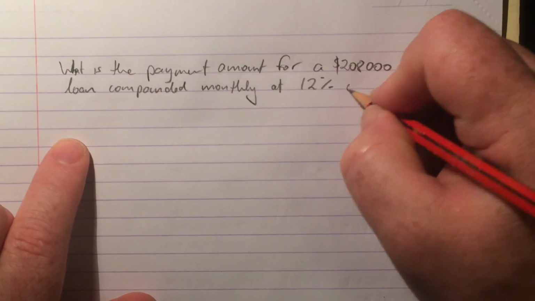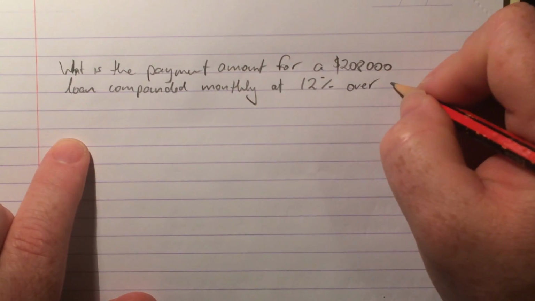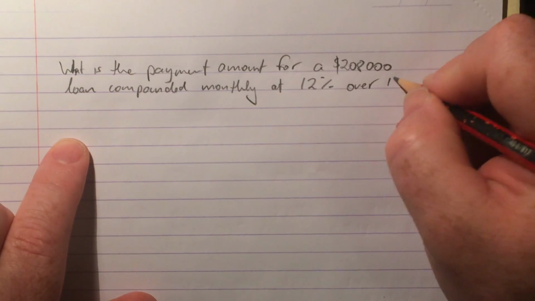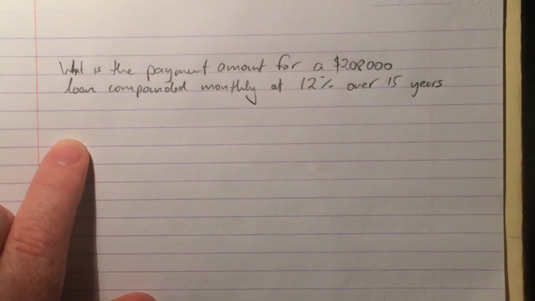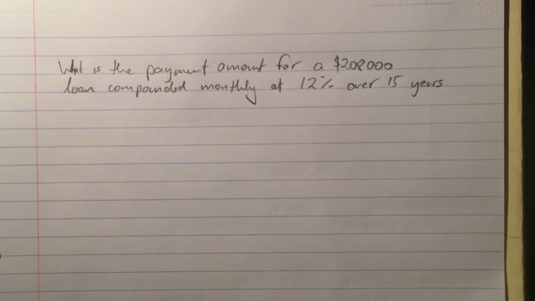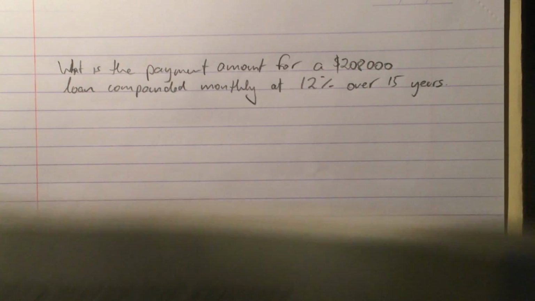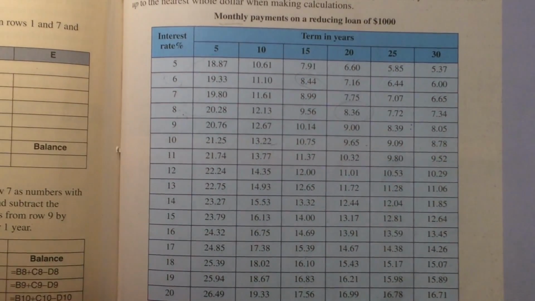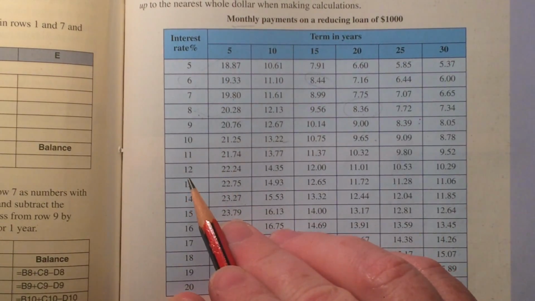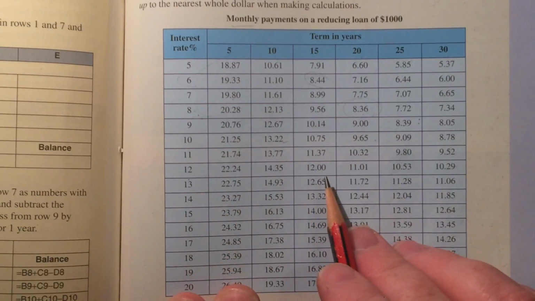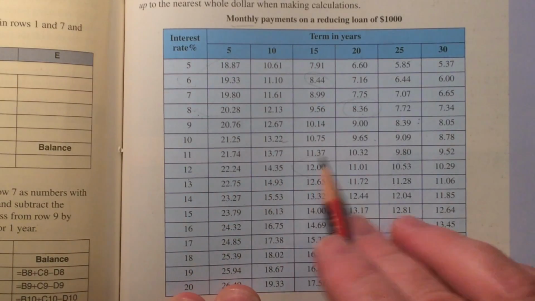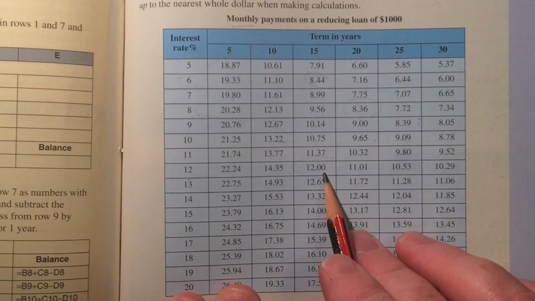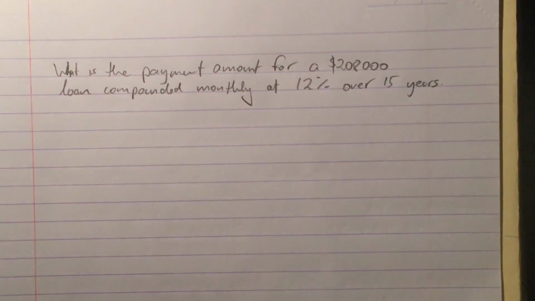We do need to say that the term of this loan is 15 years. So following our steps, we're going to look at our table in our textbook. We know that the interest rate is 12% and the term of the loan is 15 years. So the amount of the payment per $1,000 borrowed is $12 per month.